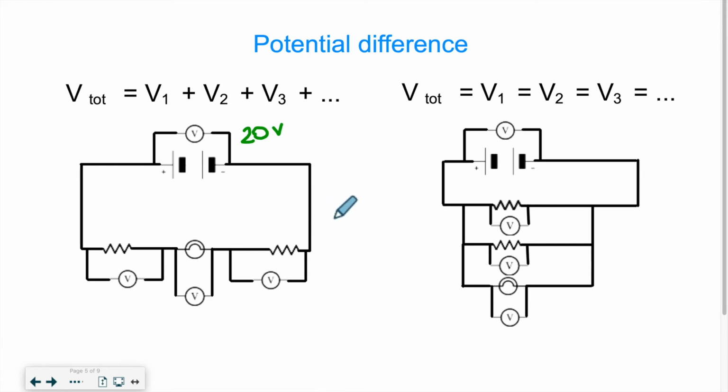Now you have to know that my electrons, when they leave, they have that 20 volts. When they come back, they have to have 0. They have to spend it all, okay? So they leave over here with 20, they come back over here with 0.